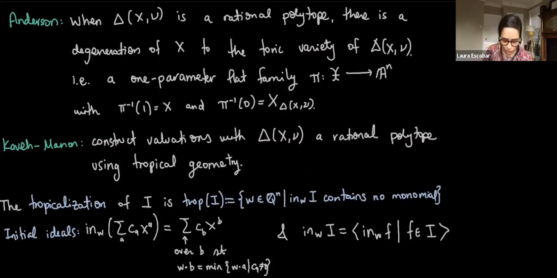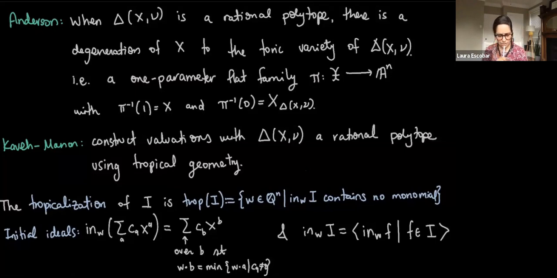The simplest case. For that, I'm going to define the tropicalization of an ideal to be the set of points in Q^n such that the initial ideal of I with respect to w contains no monomial. Usually when you take initial ideals, at least one of the first applications is to get a flat degeneration to a monomial ideal. That is great, but it has its limits. So instead, let's do the second best, which is: let's try to get no monomials.